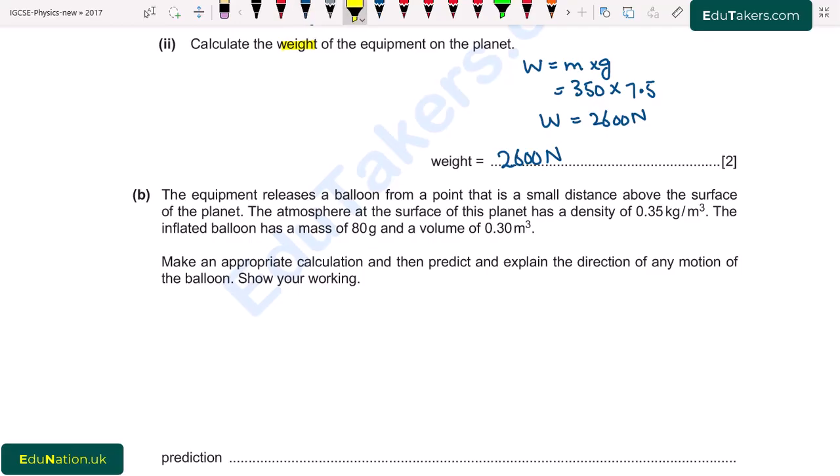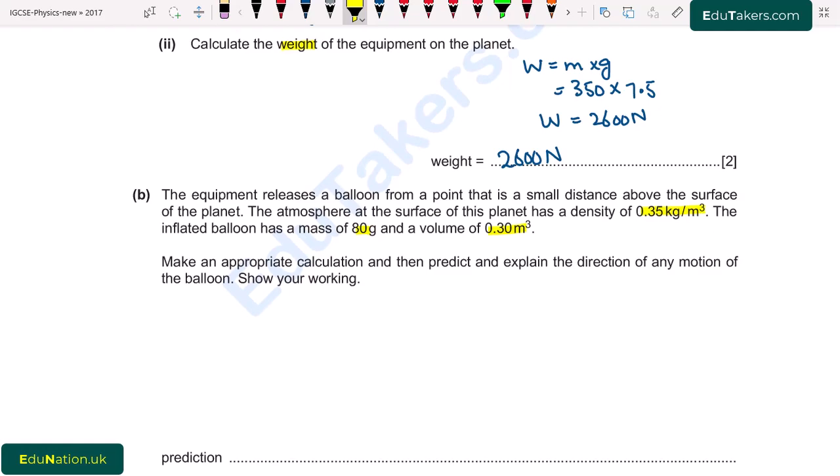Part B. The equipment releases a balloon from a point that is a small distance above the surface of the planet. The atmosphere at the surface of this planet has a density of 0.35 kg per cubic meter. So here is the density of atmosphere. The inflated balloon has a mass of 80 gram and a volume of 0.30 meter cube. Make an appropriate calculation and then predict and explain the direction of any motion of the balloon. Show your working. So here we have to explain the direction of the motion of the balloon.